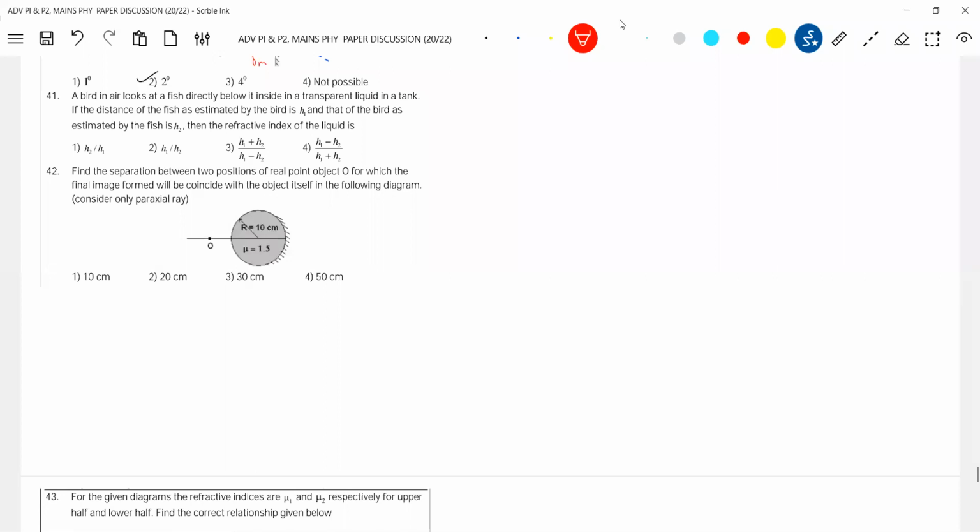Sir, if you are taking virtual object only, then we are able to get a condition where the rays are coinciding again with the object. Find the separation between two positions of real point object. Oh, you mean to say it can occur only for virtual object, huh? Yes, sir. Let me try out.